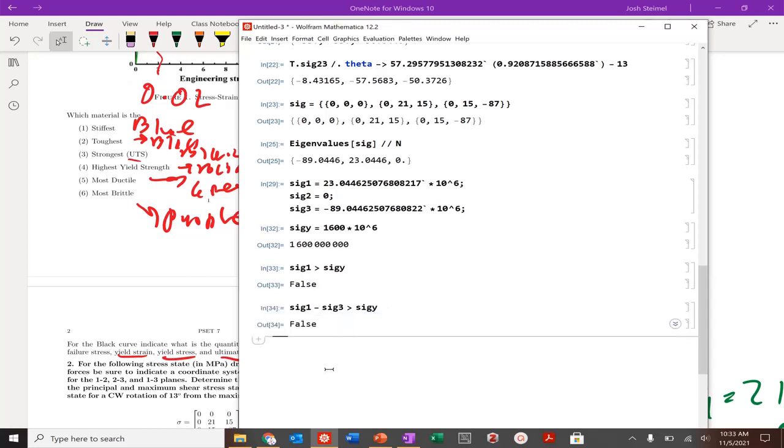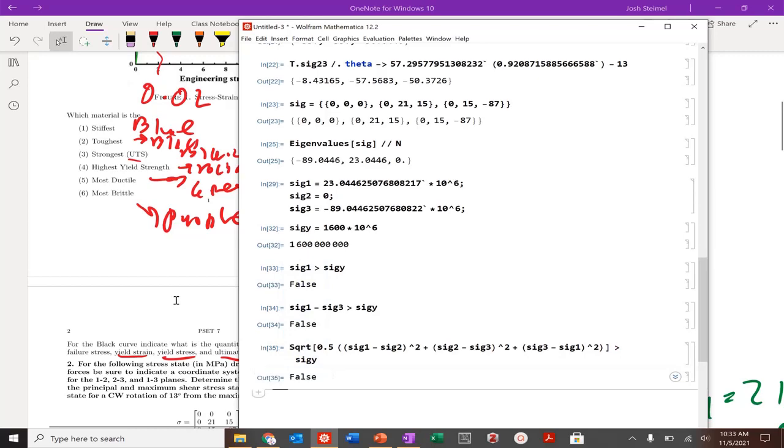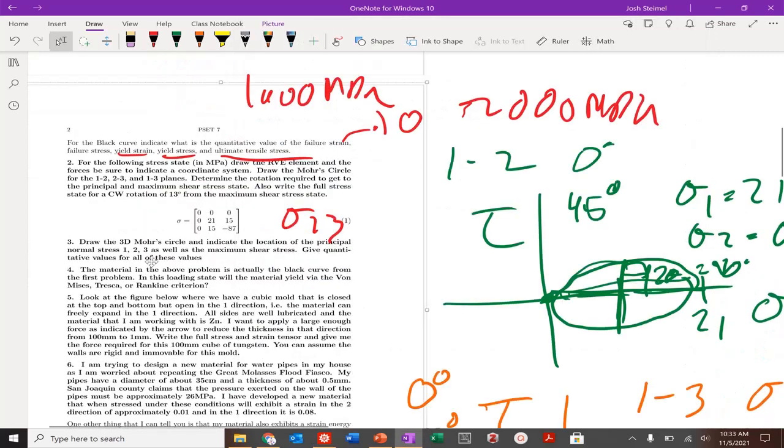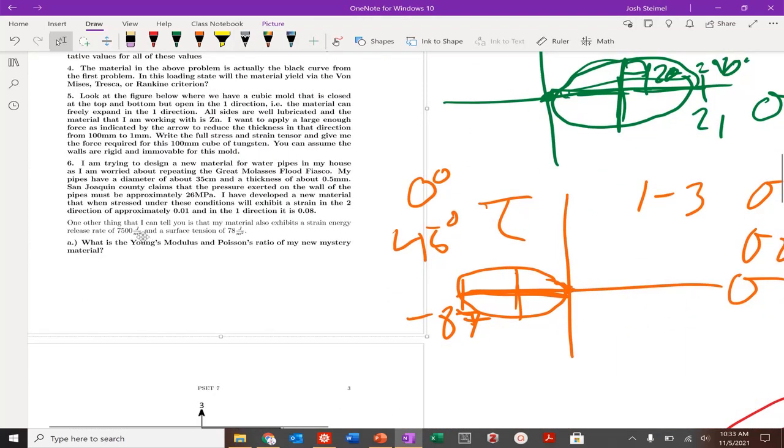Nope. And then the von Mises, annoyingly: 0.5 times the quantity sigma 1 minus sigma 2 squared, plus sigma 2 minus sigma 3 squared, plus sigma 3 minus sigma 1 squared, close it and square root it. So is this greater than sigma y? Nope, so none of them are going to yield. There we go. So let's look at the cubic mold problem.